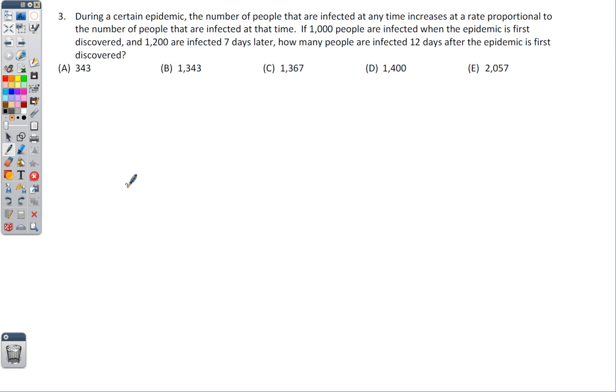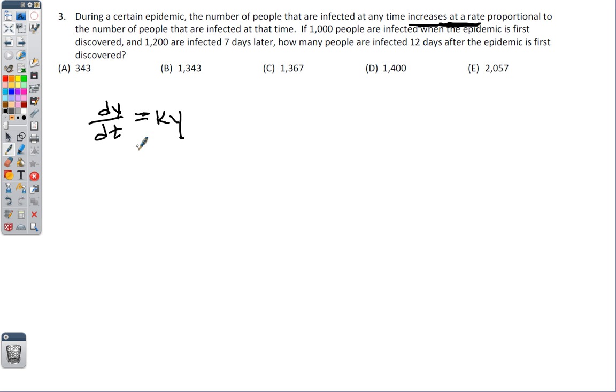This is a rate, right? Increases at a rate. So that's dy/dt proportional to, equals k, the number of people, y, right?